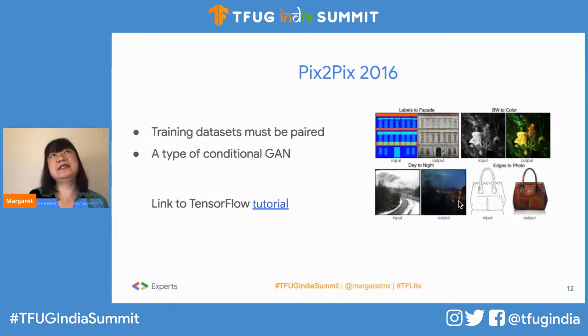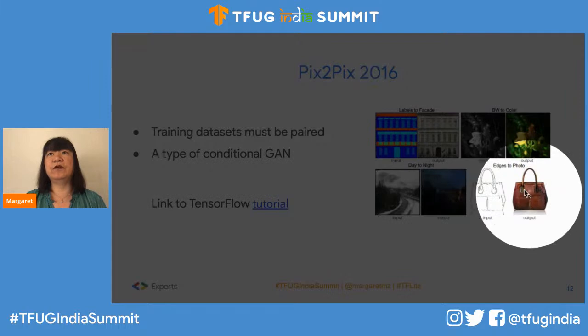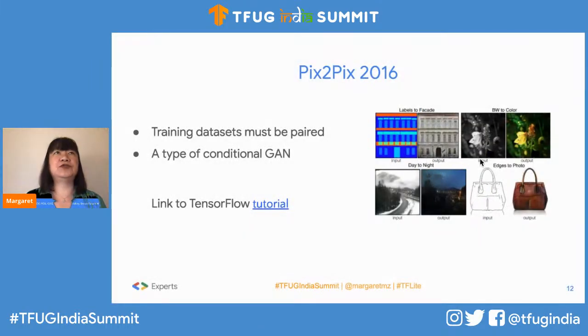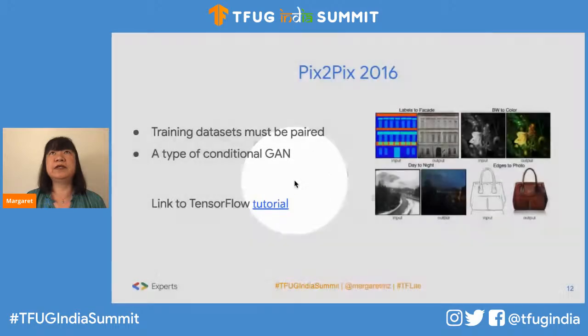So in 2016, we had pix-to-pix. And as you can see here, it can convert from a sketch to a photo, day to night, black and white to color, etc. The training data sets must be paired. It's a type of conditional GAN. I have included a link to the TensorFlow tutorial for you to look at the pix-to-pix.